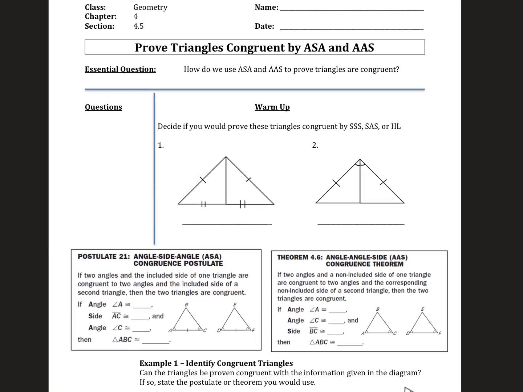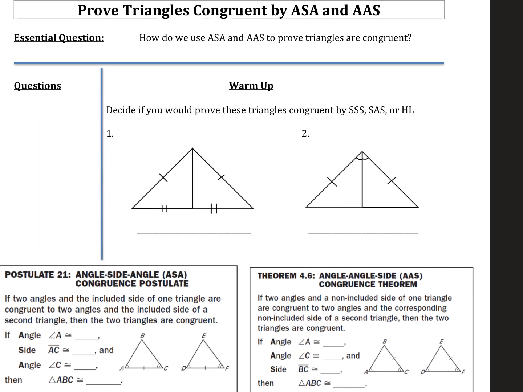We have a warm-up here. It says decide if you would prove these triangles congruent by side, side, side, side, angle, side, or hypotenuse, leg. Why don't you guys see if you can figure this out? All right, for number one, I don't see any angles marked here, and I do see that I have a reflexive shared side here. So we have three sides that are congruent, so this one should be side, side, side.